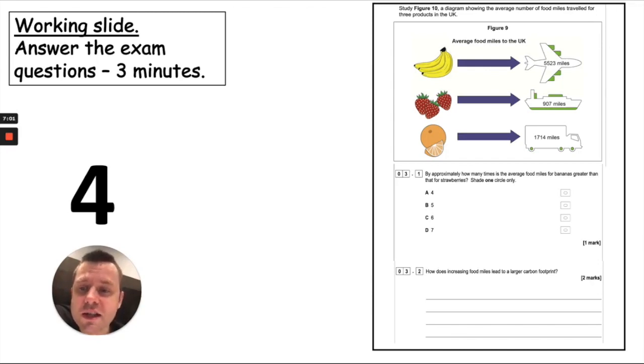Food miles is the distance from where food is grown to the consumer's plate. If there's more food miles, how is that going to increase carbon footprint? Now, 3 marks, 3 minutes. This is where you might be able to shave a bit of time off to spend more time on your bigger questions. But give yourself 3 minutes, pause the video now, and have a go.